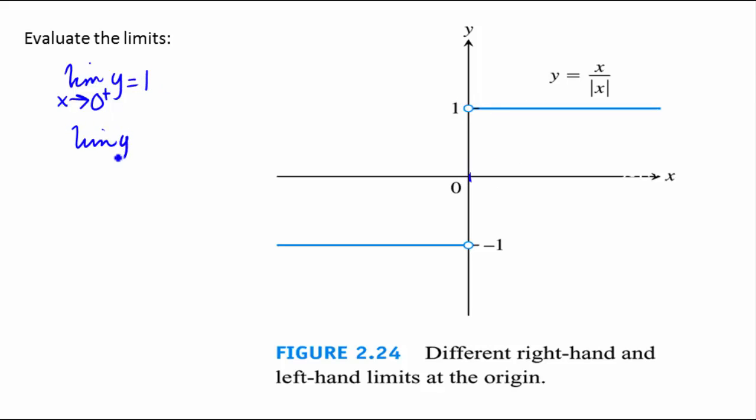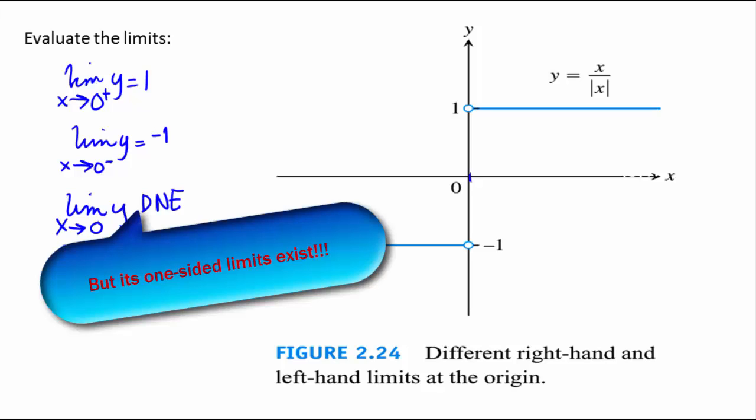Then the limit of y as x approaches 0 from the left: here are all my x's approaching 0 from the left, and the y values are constantly equal to -1. Now again, we ask ourselves, does the limit of y as x approaches 0 exist? Well, it does not, because their one-sided limits do not coincide at the same value of y. So the limit does not exist, but the one-sided limits do.